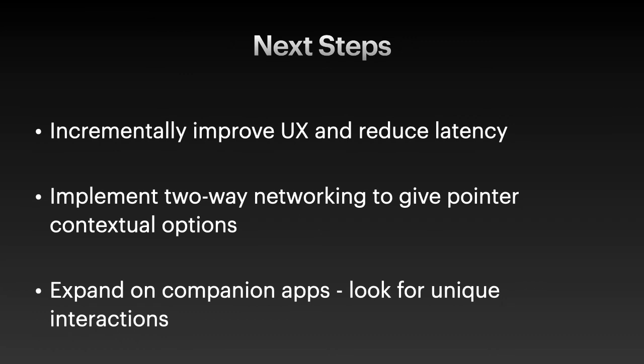In terms of next steps, I'm going to try to incrementally improve the user experience and continue to reduce latency in the networking. Currently, my networking is only set up to send commands from the smartphone pointer to the desktop app. However, if I implement a two-way networking system where the desktop app can send commands back to the pointer, that could enable some really good contextual input, like you could open a contextual menu, have different modes of user interaction based on what objects you have selected. This has a lot of potential, but on the other hand, I need to be able to implement that without increasing the latency by an unacceptable amount.